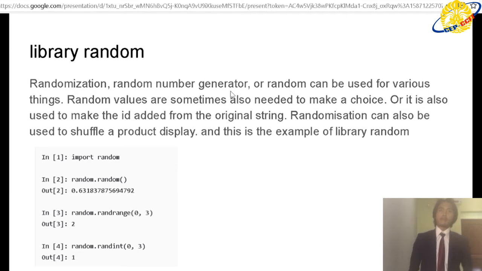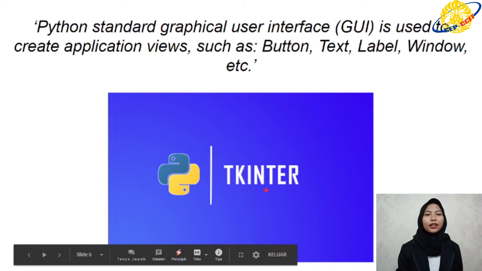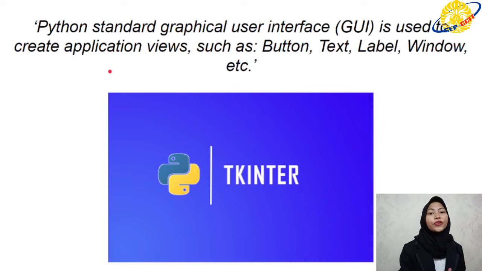What is the library random? Library random is a module that can be used to randomize some number or a word. Tkinter is the Python standard GUI library used to create application views such as button, text, label, window, and many more.